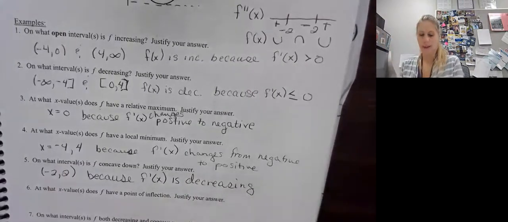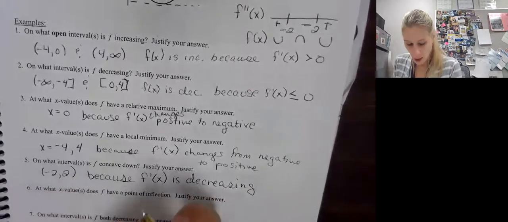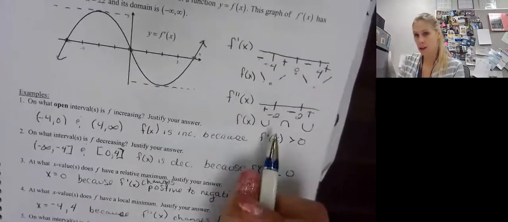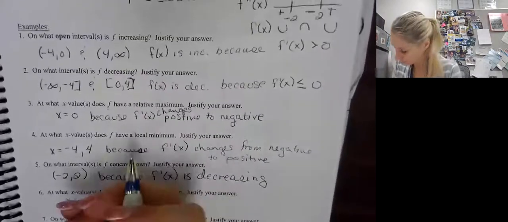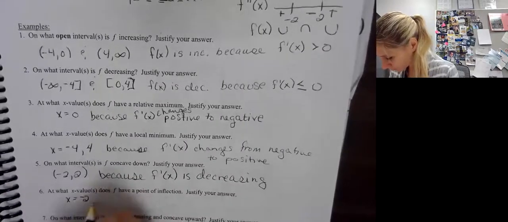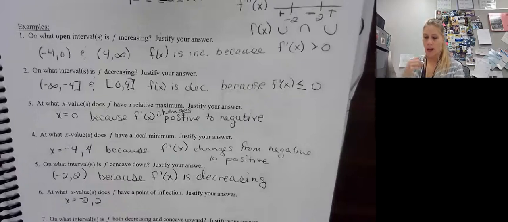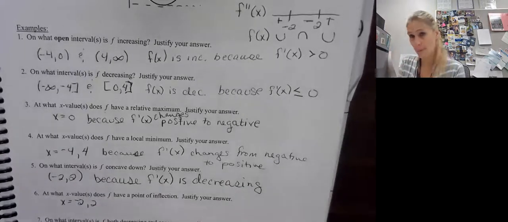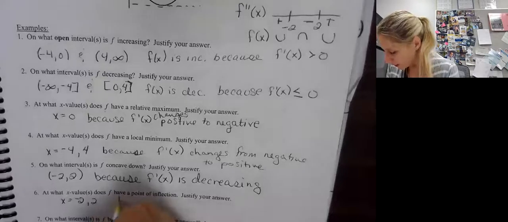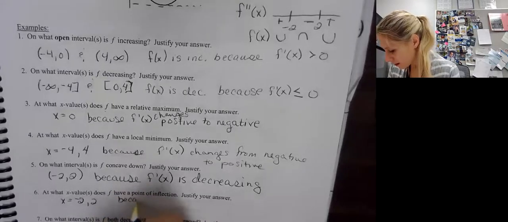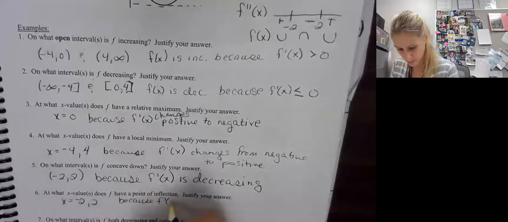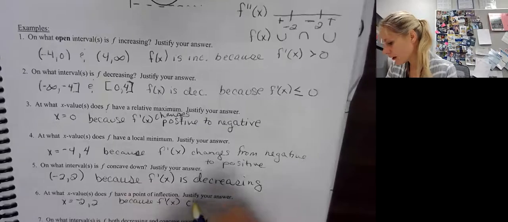At which values does f have a point of inflection? Well, we have to say at x equals, we have a change at -2 and 2. And how do we say this? Well, there's 2 ways we can say this, okay? First, we can say, referring back to f prime, because f prime changes.